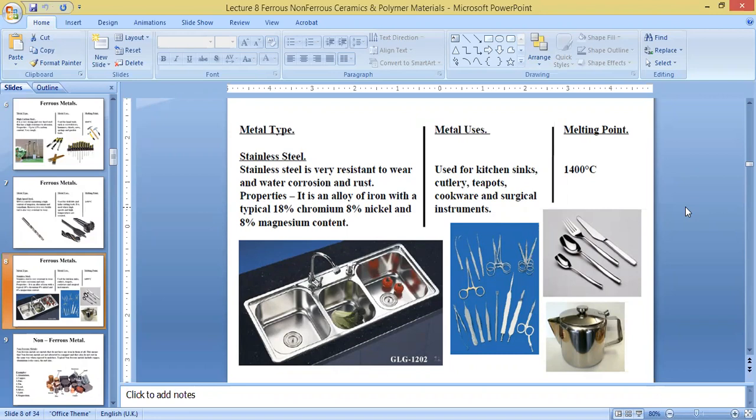It's used for kitchen sinks, cutlery. Of course, carbon has to be there. Carbon was missed, sorry. So it's used for kitchen sinks, cutlery, teapots, cookware and surgical instruments. Imagine if we're using material for surgical instruments that actually rust. It'd be causing a lot of infections in people. That would actually be fatal. So it's very important to have surgical instruments made from stainless steel, and of course they have to be periodically sterilized.